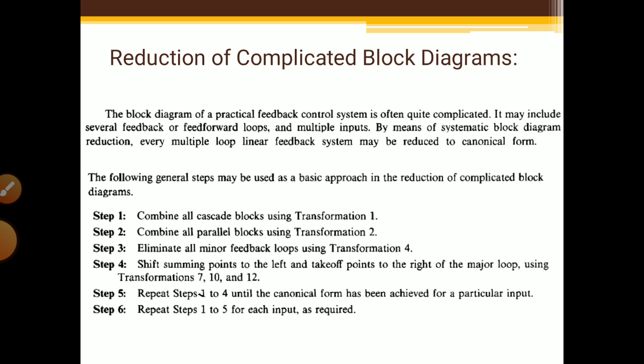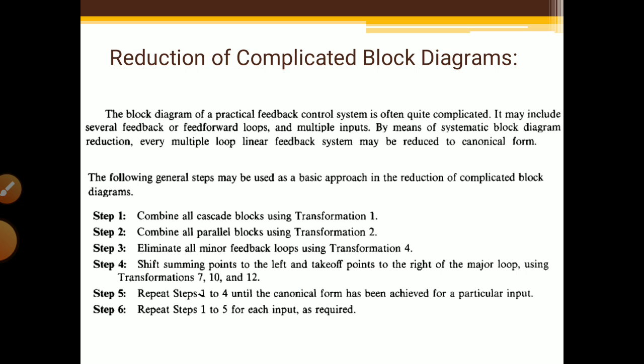The following general steps may be used as a basic approach in the reduction of complicated block diagrams. Step number 1 is to combine all cascade blocks using transformation 1. First of all, we have to combine all cascade blocks, meaning series blocks. Then we have to combine all parallel blocks. Then we eliminate all minor feedback loops using transformation 4. Then shift summing points to the left and take off points to the right of the major loop using transformation 7, 10 and 12.